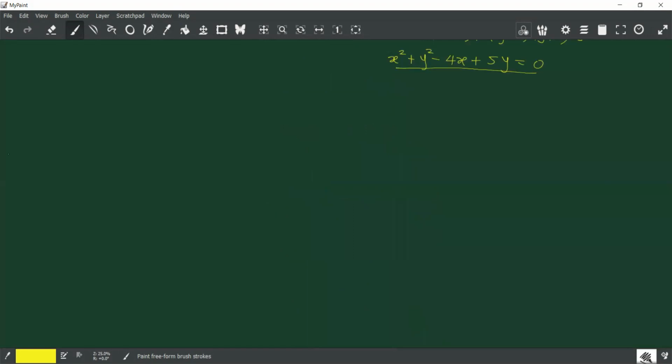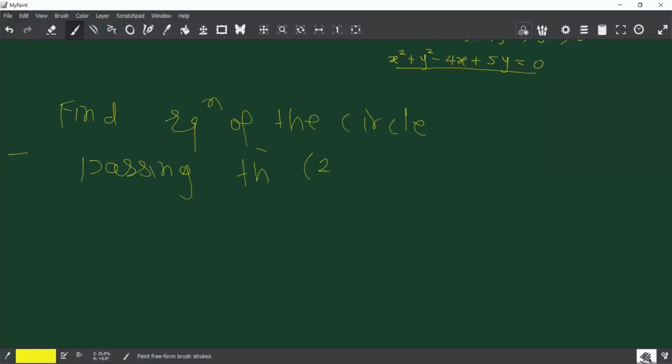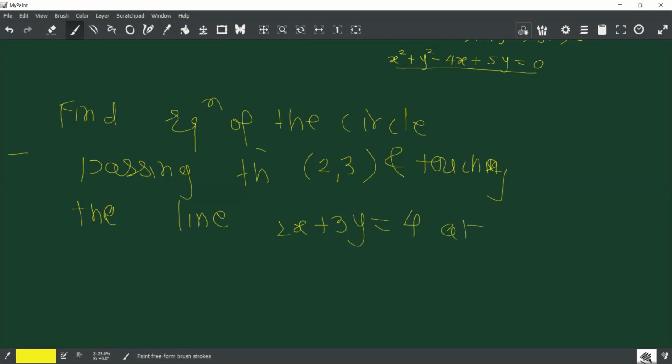Sum number 5. Find the equation of the circle passing through (2, 3) and touching the line 2x plus 3y is equal to 4 at (2, 0). You take your time to solve.